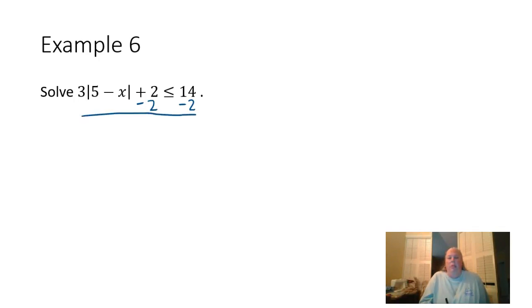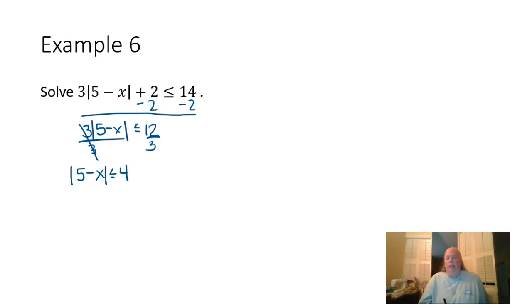Alright, that's going to leave me with the problem 3 times the absolute value of 5 minus x is less than or equal to 12. Okay. Now the absolute value is still not alone because anything that's outside the absolute value that's multiplied or divided also has to move over. So let's divide both sides by that 3. They're going to cancel, and we are left with the absolute value of 5 minus x is less than or equal to 4.